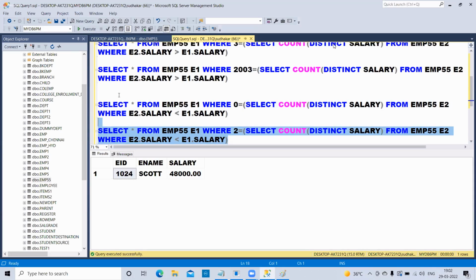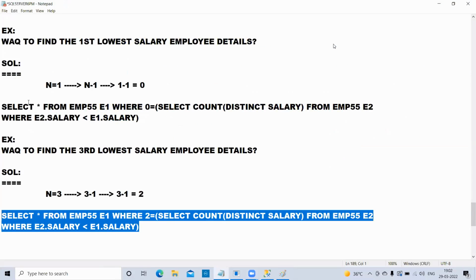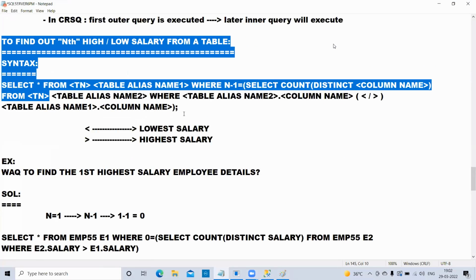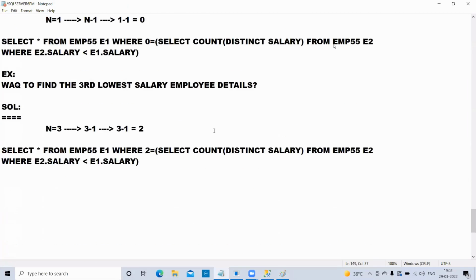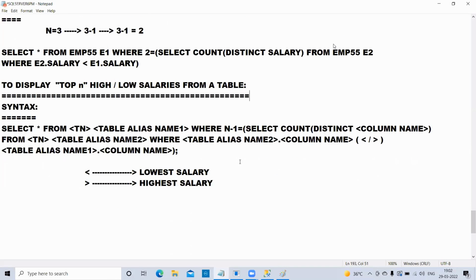Okay, now this is finding the highest and lowest nth positions. For example, in the next level, we come to the same syntax. Suppose I want to display the top n highest and lowest salaries from a table. So top n highest and lowest.